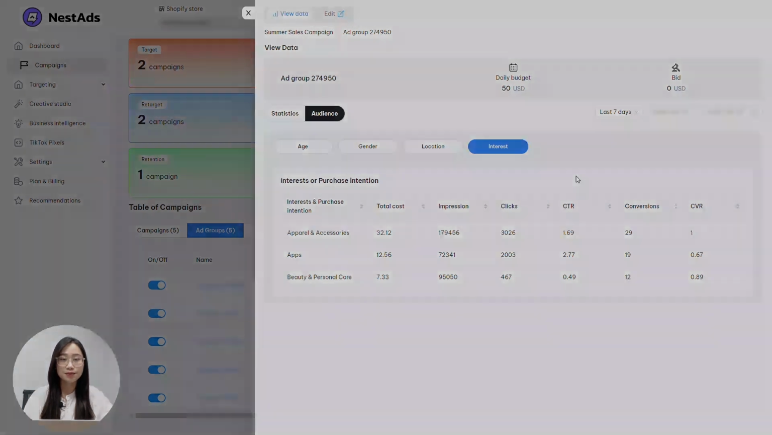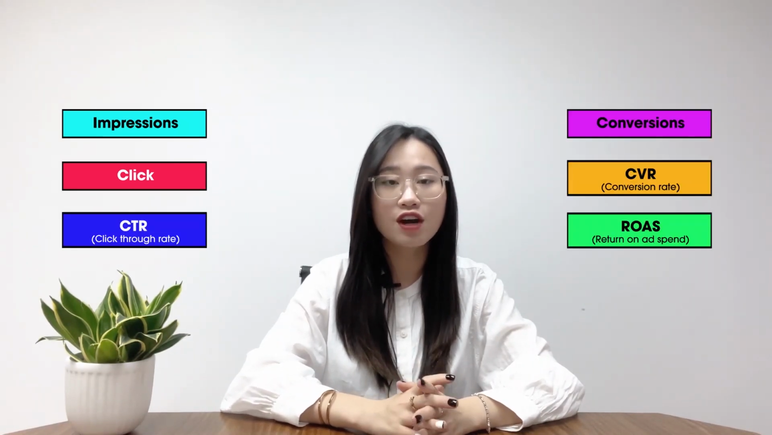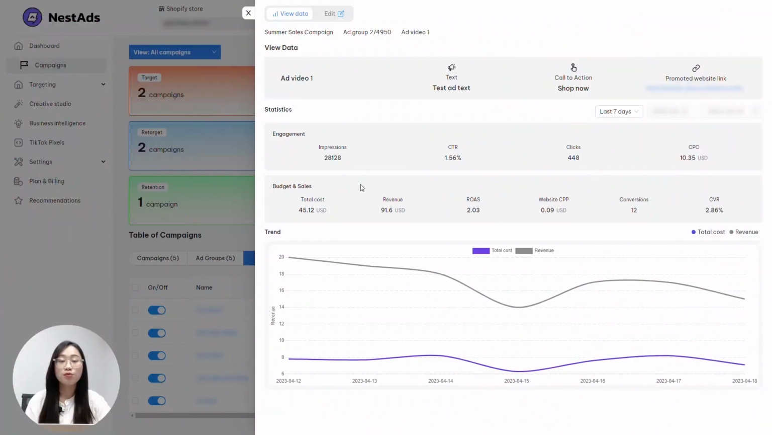In general, there are these metrics that really matter to your TikTok ads, and you need to closely consider: impressions, clicks, click-through rate, conversion rate, and return on ad spend. We also provide detailed analytics about your ad creatives.